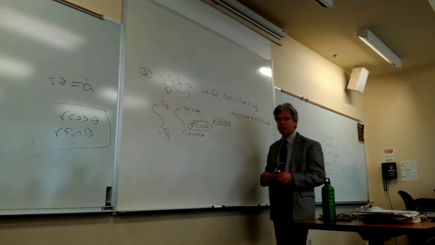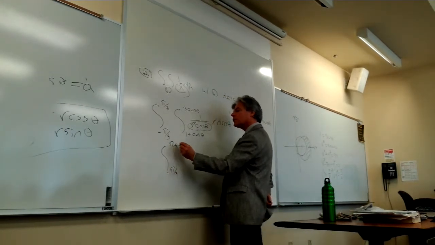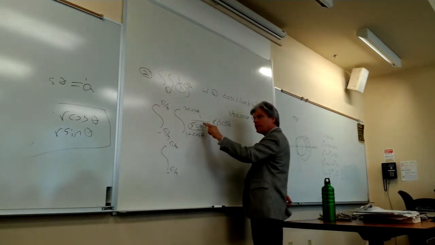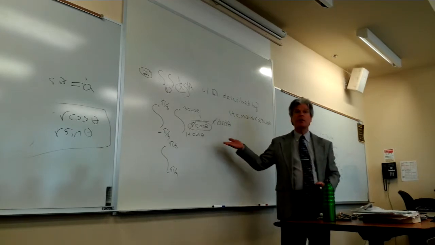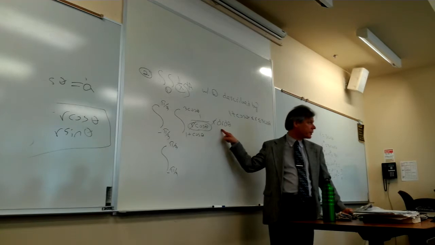Let's take this a little bit further. If I were to evaluate this piece, I get negative pi thirds to pi thirds. Integrating here, if you integrate secant of theta, what do you get? You're not going to integrate secant of theta. I'm integrating with respect to r first. You guys see my point?